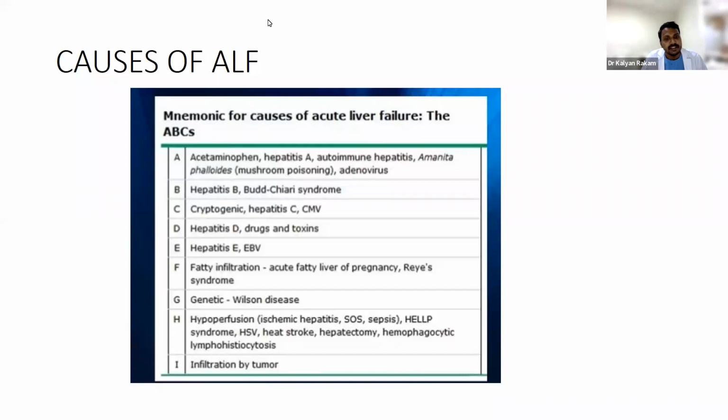F for fatty infiltration, acute fatty liver of pregnancy, Reye syndrome. G stands for genetic diseases like Wilson disease. H includes hypoperfusion of the liver, especially ischemic hepatitis, which occurs mostly during sepsis, HELLP syndrome, heat stroke, hemophagocytic lymphohistiocytosis. I is infiltration by tumors. So these are the causes of acute liver failure.